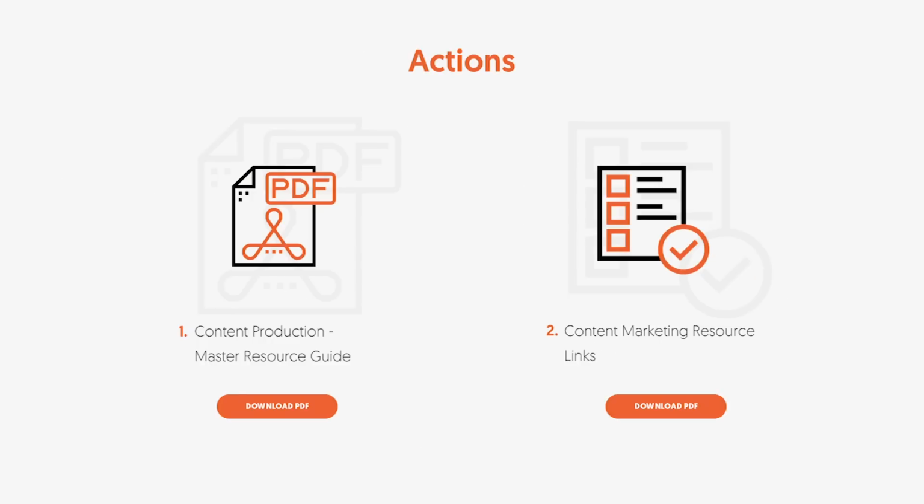So some action items for you, go to neilpatel.com/training. This is the last video, and then click on Content Marketing Unlocked. Now, under week 1, I want you to go through the Content Production Master Resource Guide that'll help you produce and master your content, and then the Content Marketing Resource links. By going through both of them, you'll be able to optimize your existing content and generate more traffic.